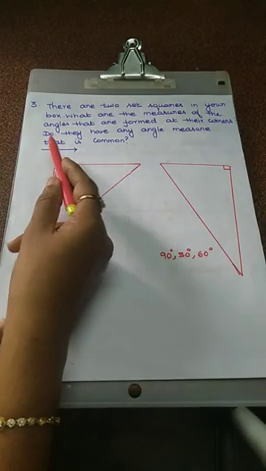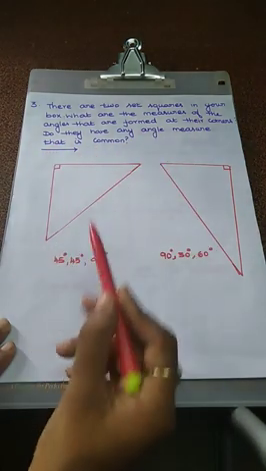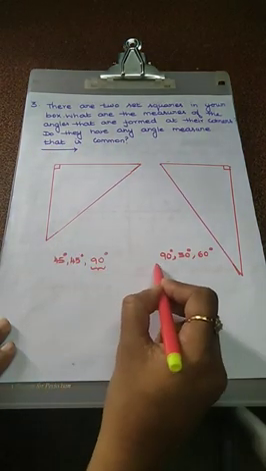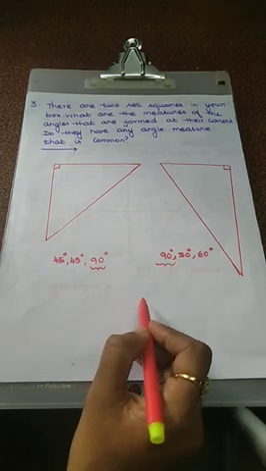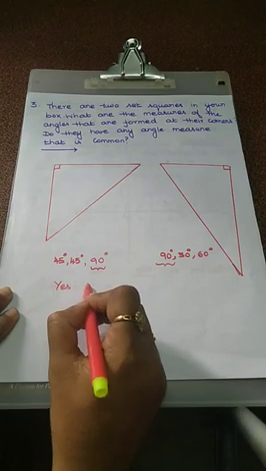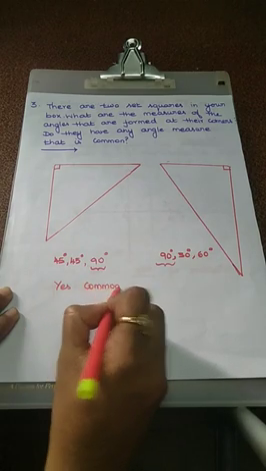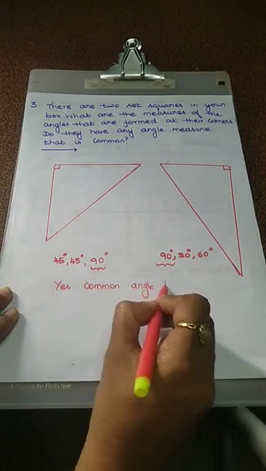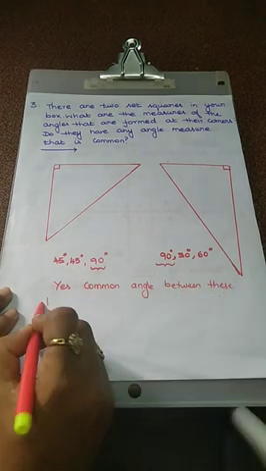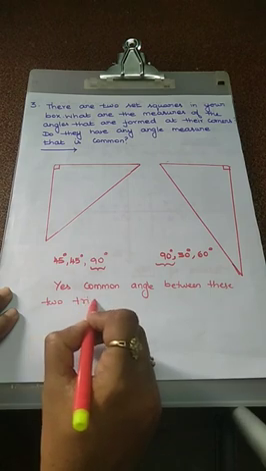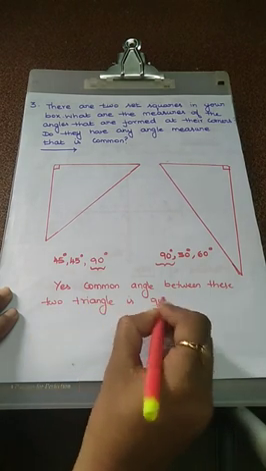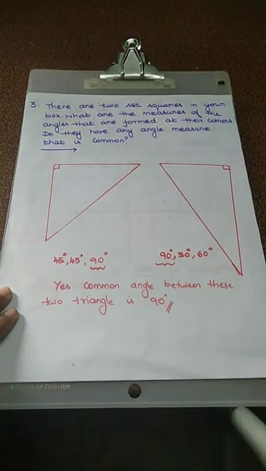What is our question? Do they have any angle measure that is common? Yes, we are having one common angle, that is 90 degrees. Here also we are having 90 degrees, here also we are having 90 degrees. So the answer is yes, the common angle between these two triangles is actually 90 degrees. That's all.